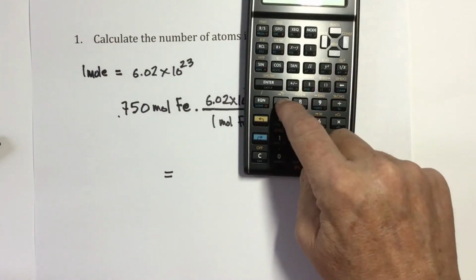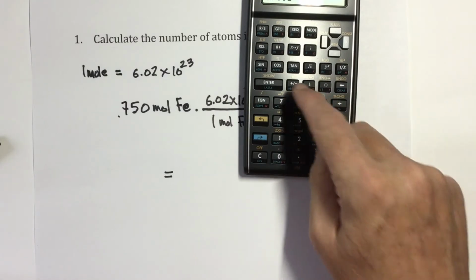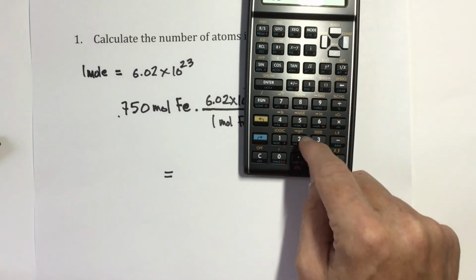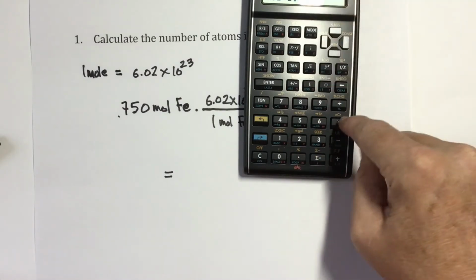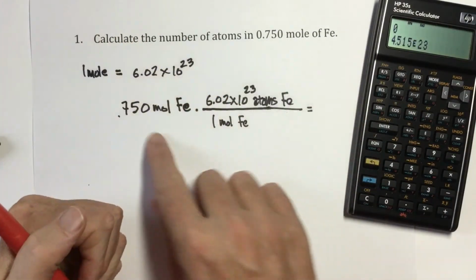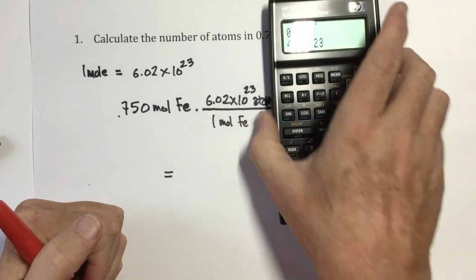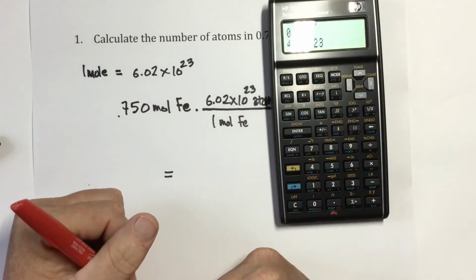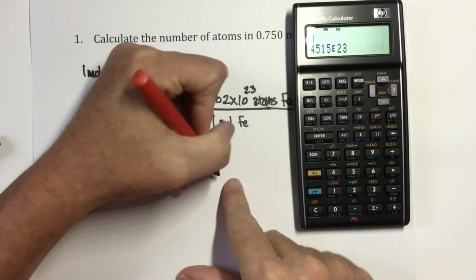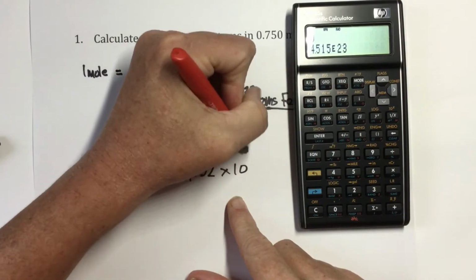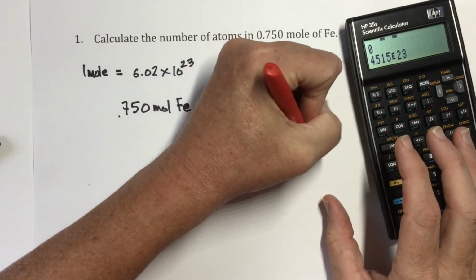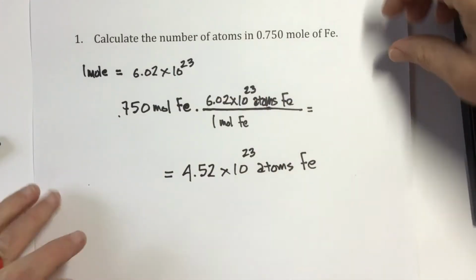So, 0.750, enter that, 6.02, e to the 23, there we are, multiply, multiply, boom. So my answer should be, first off, I need 3 significant figures. The calculator gives me 4.515 times 10 to the 23rd, so I will write 4.52 times 10 to the 23rd atoms of iron. There we go.